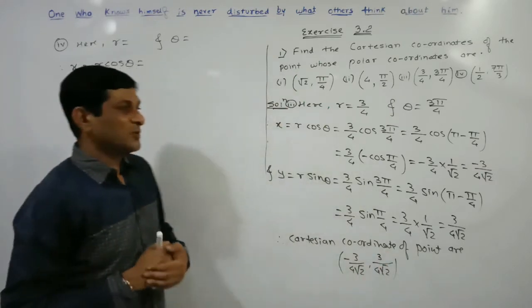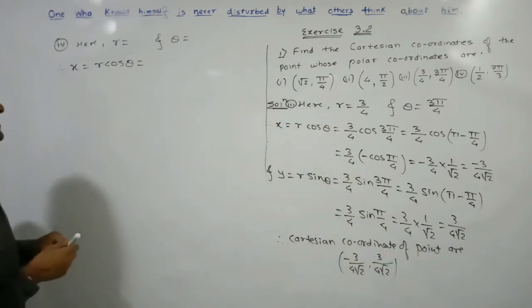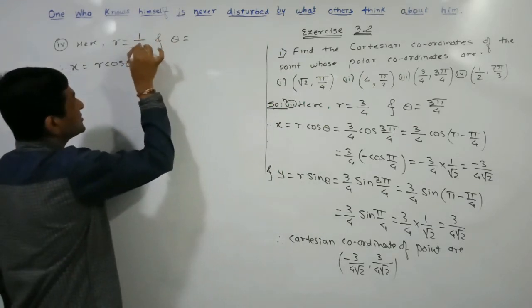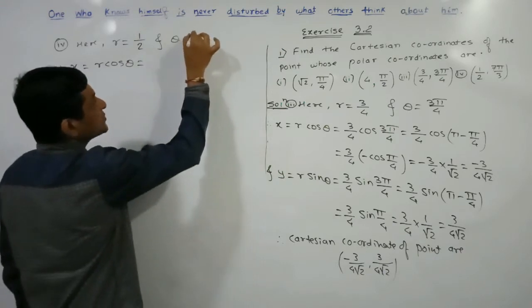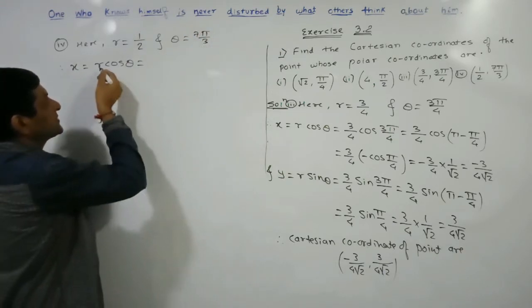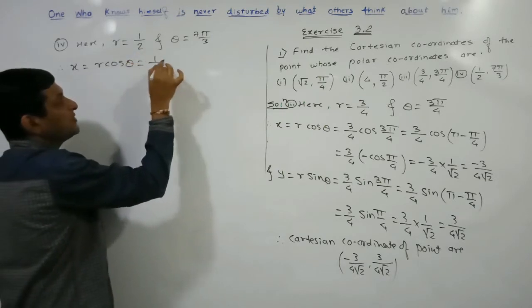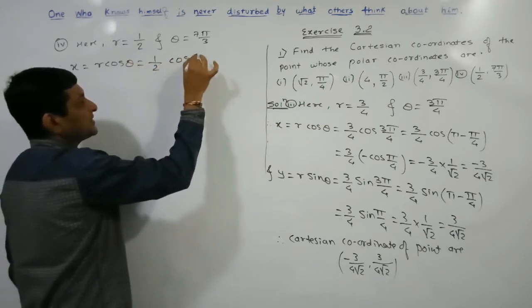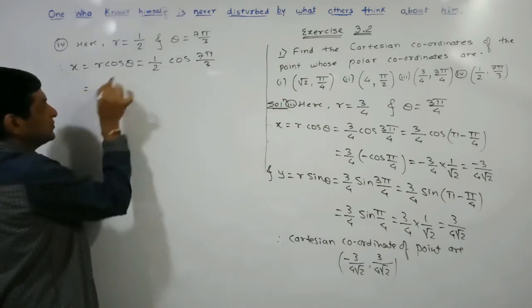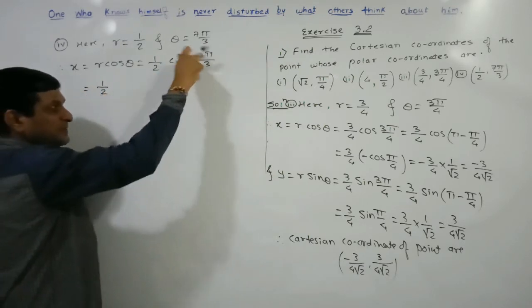Now let us try to solve the next example, example number 4th. In the fourth example, what is the value of r? It is equal to 1 by 2, and theta is equal to what? 7 pi by 3. So now substitute r is equal to 1 by 2 into cos theta. Theta is 7 pi by 3. So which is equal to 1 by 2, keep it as it is. Now I am simplifying it.